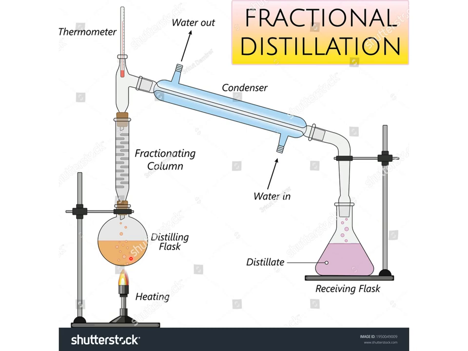If you have in the distilling flask the seawater, for example, which is basically water plus sodium chloride, and if you heat up this solution, the vapor of water will concentrate in the gas phase, and the water vapor molecules will pass through the fractional column to reach the condenser, and then, as you can see, the direction of the water in and out in the condenser will permit the condensation of liquid water in the receiving flask.